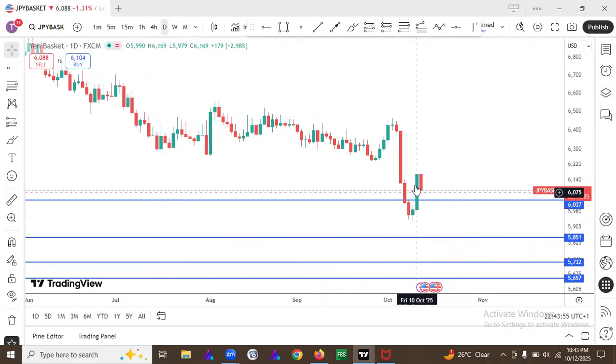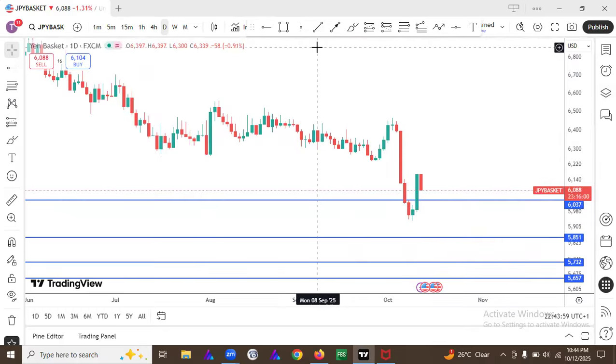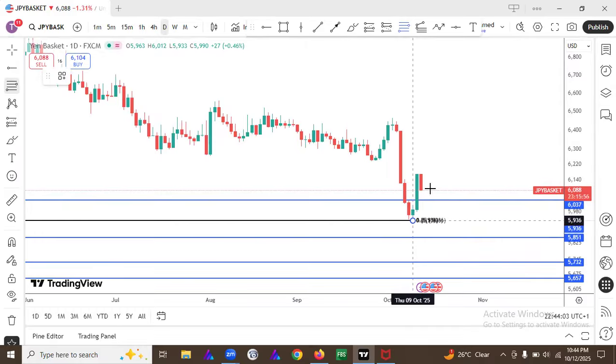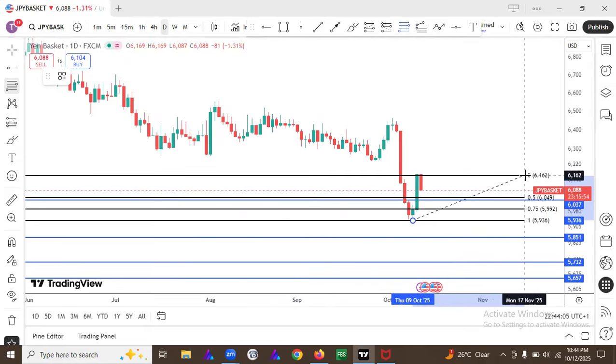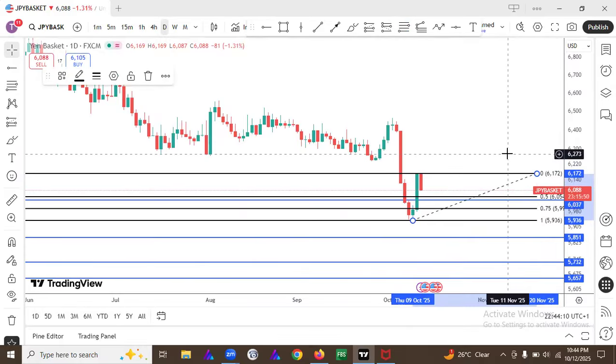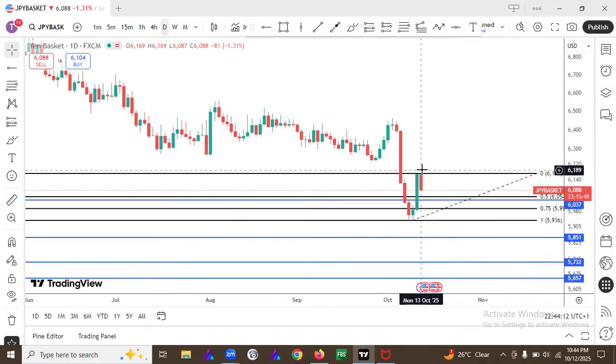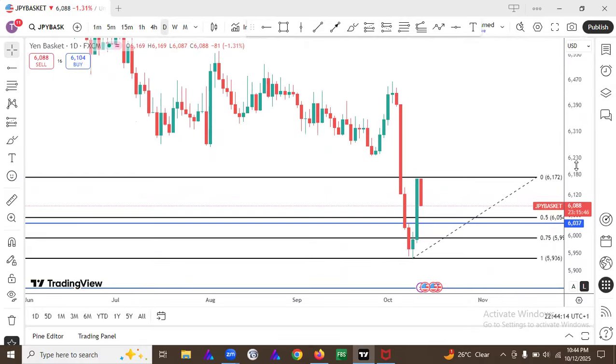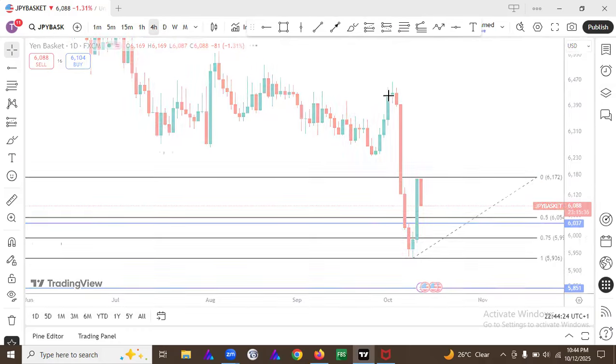Because after the formation of this pattern, if you go down to the 4-hour time frame, let's apply our Fibonacci from this swing low to this swing high. That was the high. I would love to see price pull back to equilibrium at least. Price should pull back to equilibrium, or you have a look at the lower time frame.